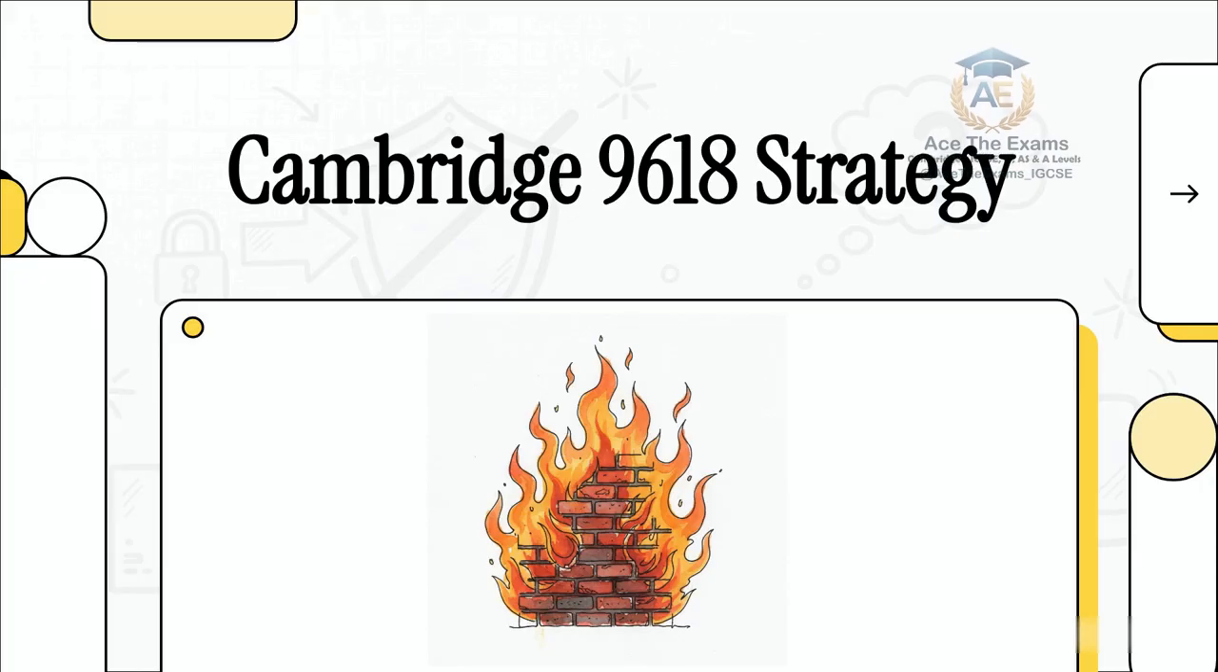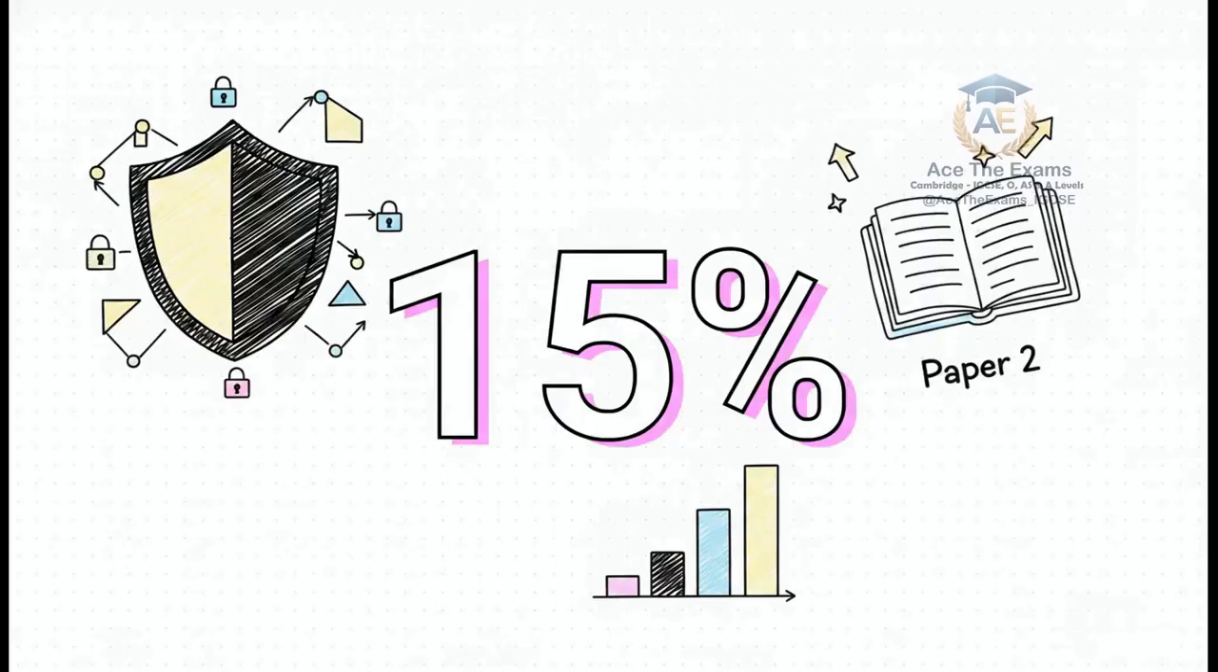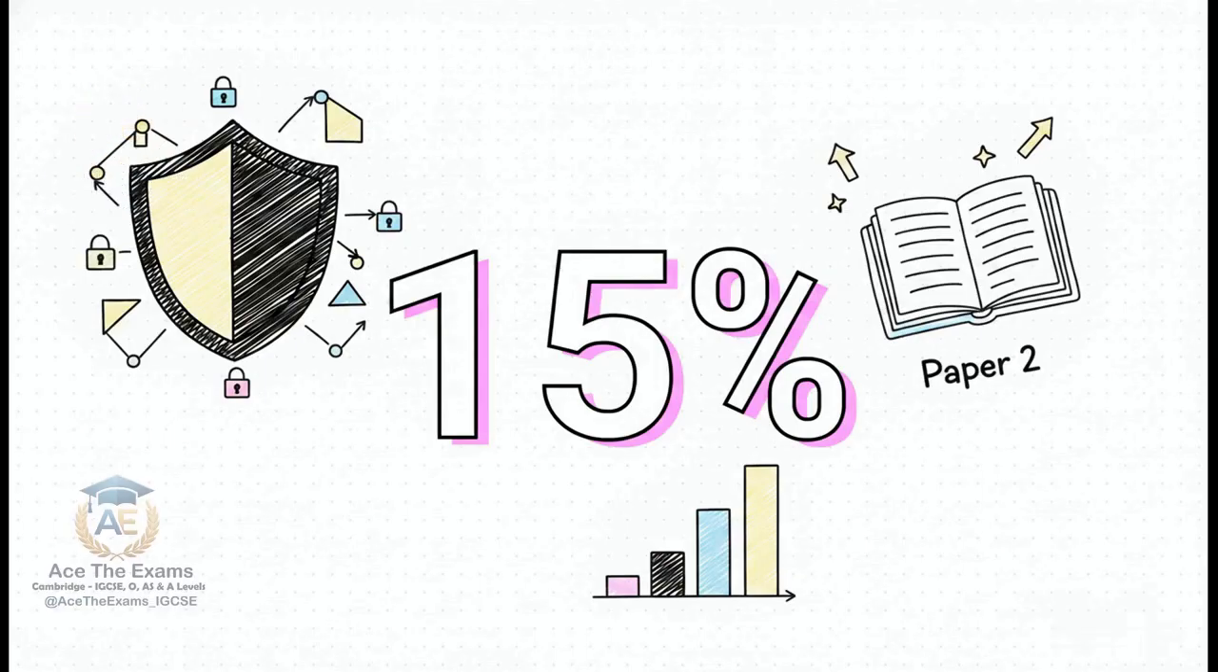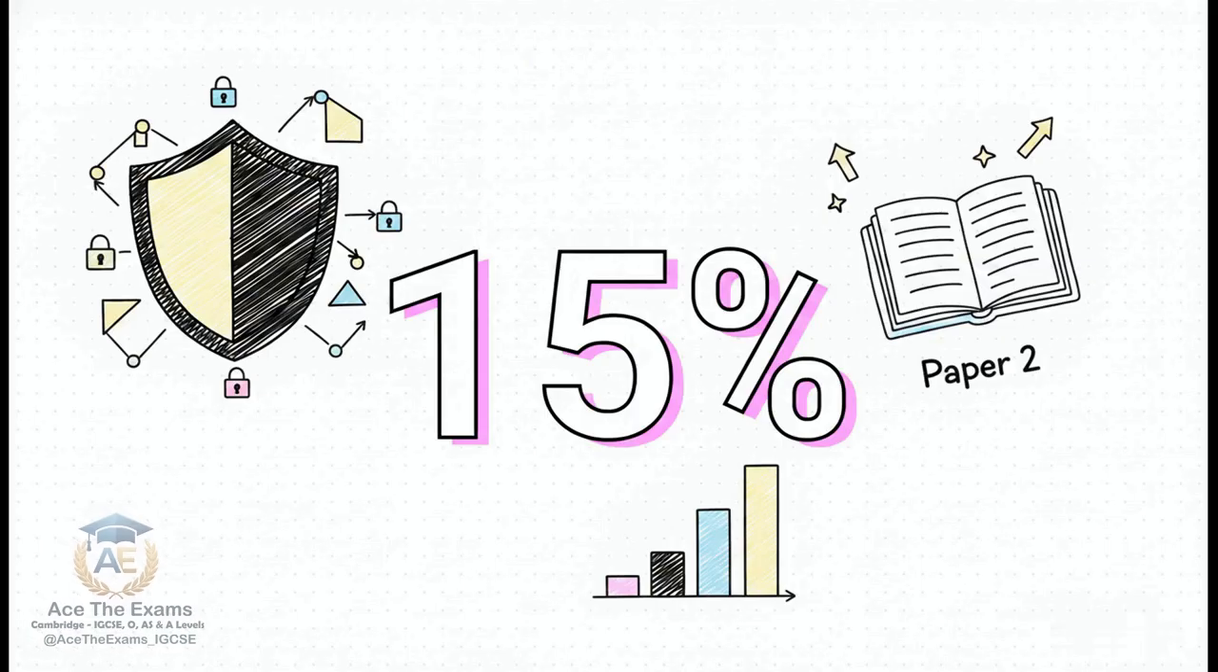We are going to make sure that doesn't happen to you by breaking down the examiner's mind and building a bulletproof strategy. Now, I want you to look at this number on the screen, 15%. Consider that for a second. Firewall and computer system protection questions account for approximately 15% of your total marks in paper 2. That is a massive, undeniable chunk of your overall score sitting in just one single topic area.